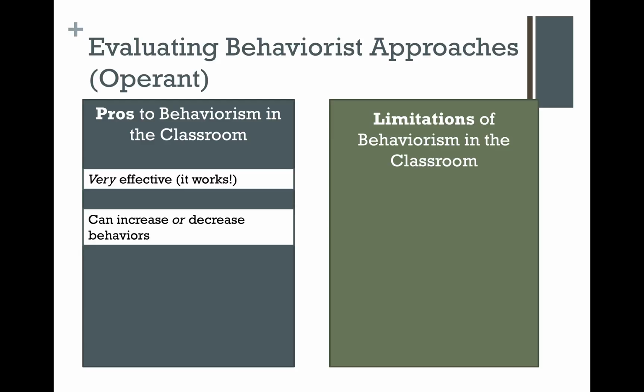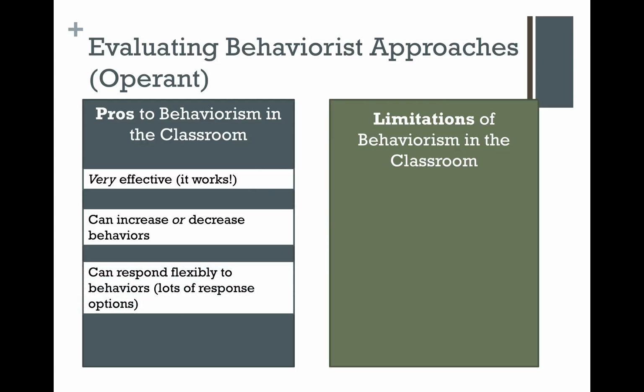Particularly with operant conditioning, we can increase or decrease behaviors. And I want you to think about operant conditioning as very flexible. We talked about this in some of the examples we used, but a lot of times I'll use multiple aspects of operant conditioning. So at the same time as I'm trying to increase a behavior occurring, I'm trying to decrease a behavior that I don't want to occur. So I'm increasing raising your hand at the same time as I'm trying to decrease or punish calling out. And I have positive and negative punishments and reinforcements available to me. So there's a lot of flexibility there.